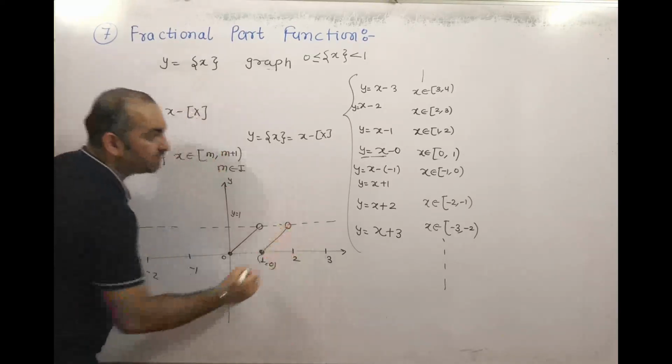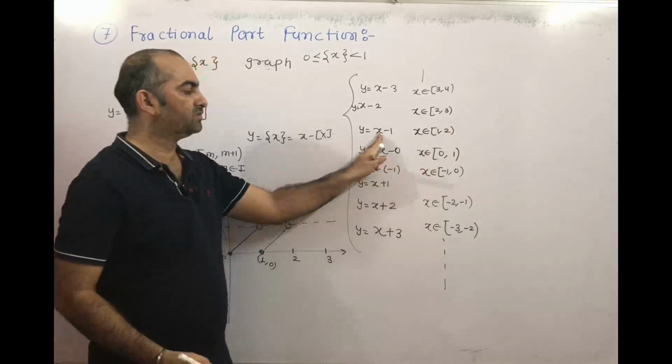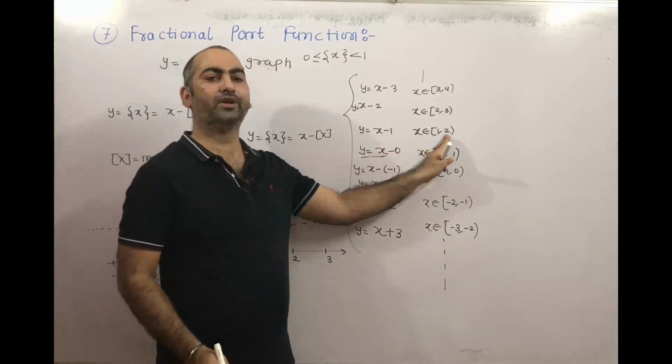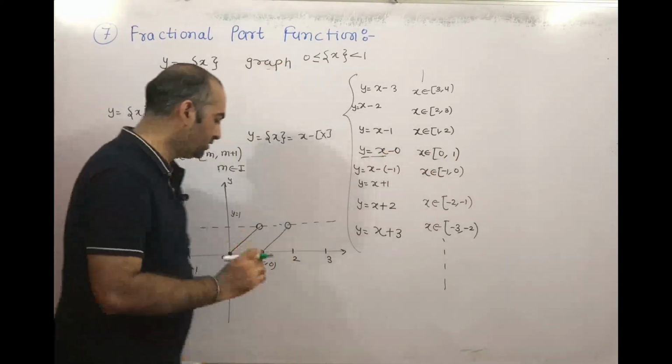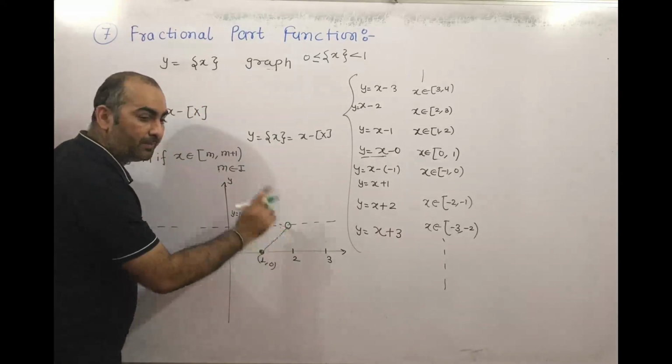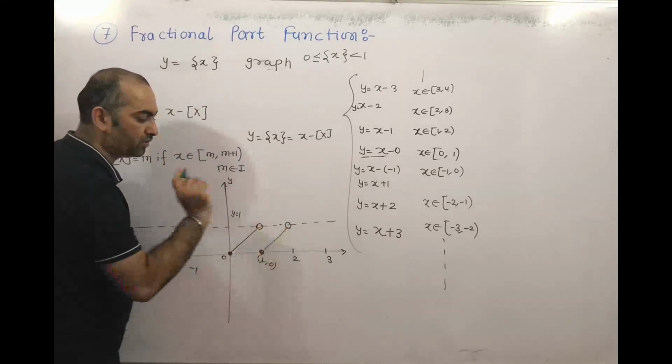At 2, what value will come? 2 minus 1, 1 will come, but 2 is not included, so y equal to 1 also not included. So at x equal to 2, y equal to 1 is coming, but 2 is not included, so y equal to 1 also not included.